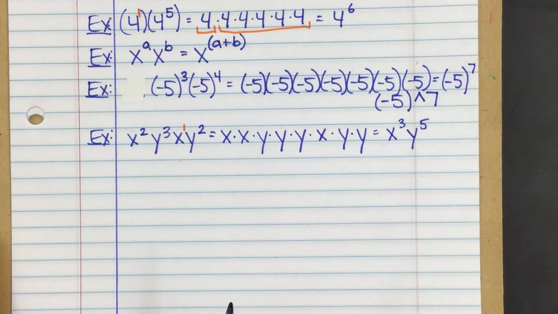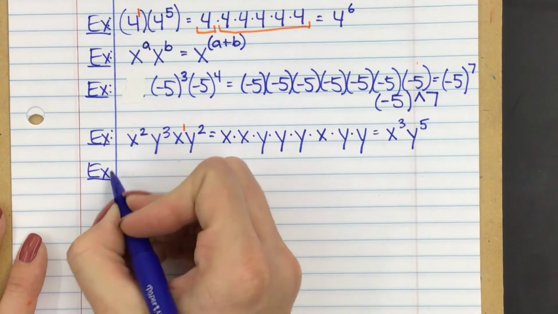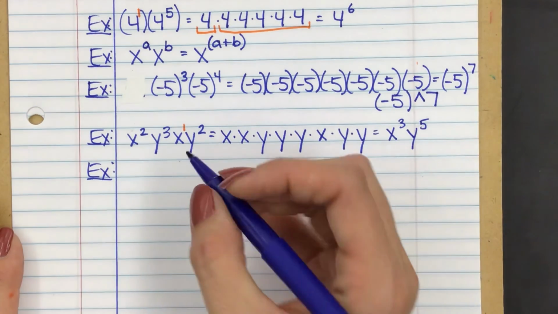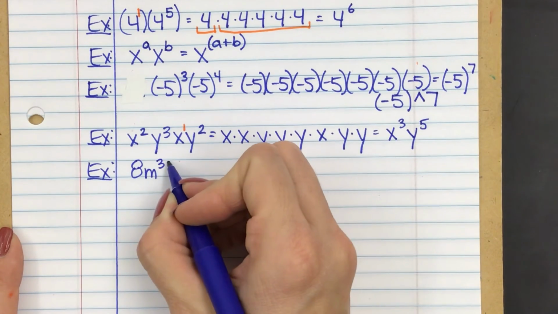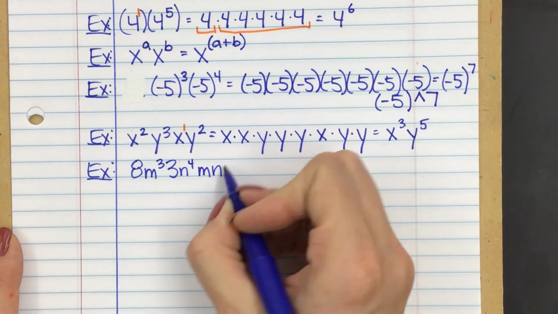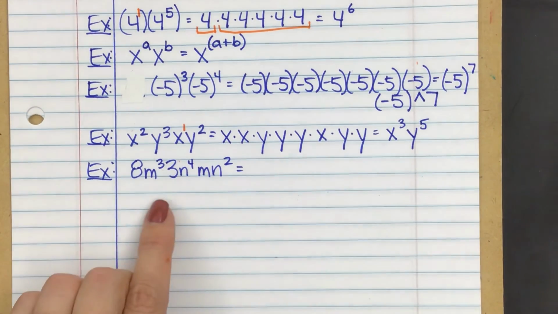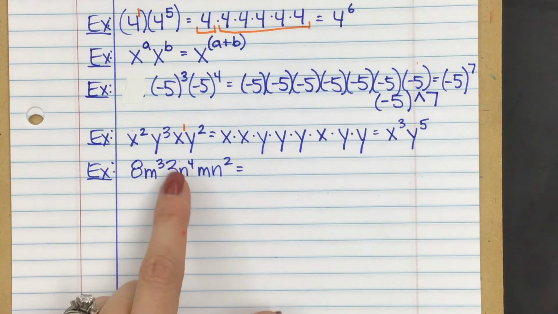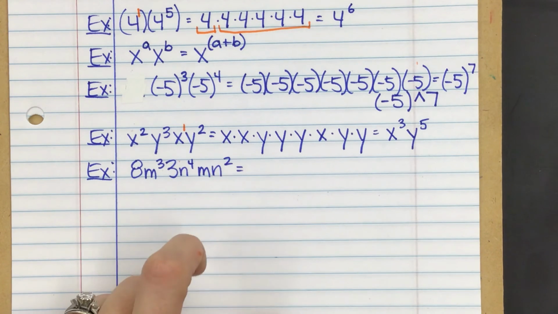Okay. One more example. You trust me, you want me to do this because you don't want to be at home and see a problem like this and not know what to do. Okay, it looks like there's a lot going on there, right? We have 8 times m to the third power, times 3 times m to the third power, times n to the fourth power, times m times n squared.